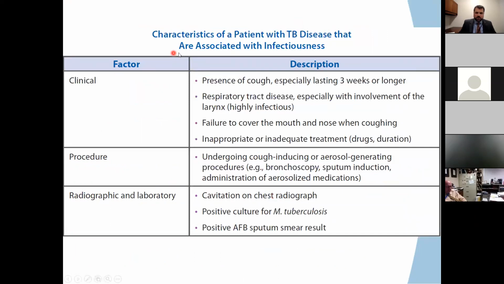Characteristics of patients with TB disease that are associated with infectiousness. So this is presence of cough, respiratory tract disease. They're not protecting their cough when they cough and expose people. The procedure, undergoing cough-inducing or aerosol-generating procedures. So if a patient has a wound with TB, if they go to the operating room and they're undergoing a procedure, some procedures can cause it to be aerosolized and spread up into the room and infect the practitioners performing the procedure.